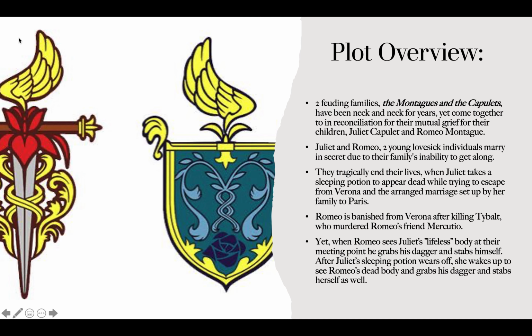Romeo is then banished from Verona after killing Tybalt, who murdered his best friend Mercutio. Yet Romeo sees Juliet's lifeless body at the meeting point. He grabs his dagger and stabs himself. After the effects of the sleeping potion wear off, Juliet wakes up to see Romeo's dead body beside her. Then she grabs his dagger and does the same thing he did.